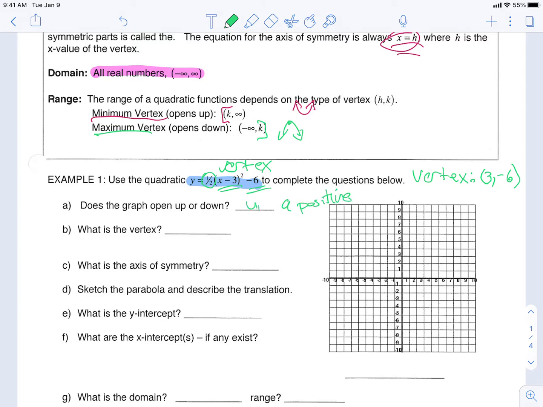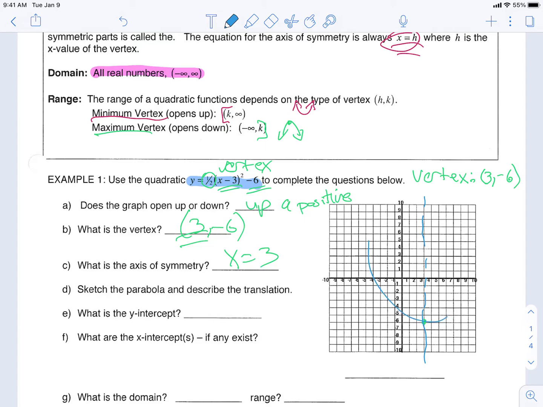it opens up. What is the vertex? Well, we already got that, 3 comma negative 6. What is the axis of symmetry? Remember, it's just the same as the x value of the vertex, so that's x equals 3. And now sketch the parabola. So I know that you guys could easily plot 3 comma negative 6, and you can easily do the axis of symmetry, but please make sure you fill out a table and graph the rest.